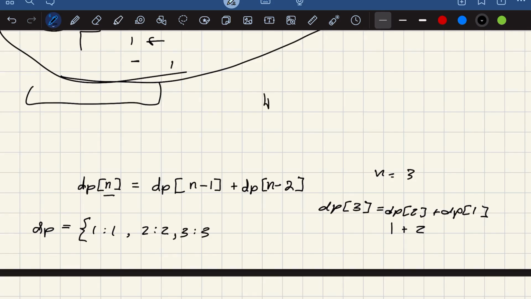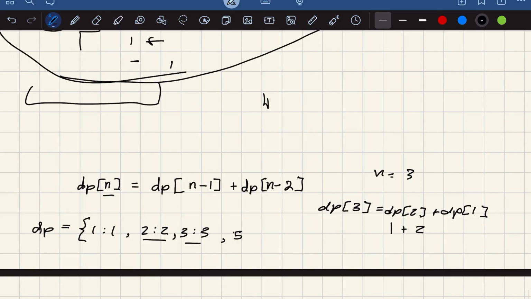How about 4? Well, that's just dp of 2 plus dp of 3, which is 5. Okay, how about 5? Well, that's just dp of 3 plus dp of 4, which is 8. So 5 is 8. So what is 6? 6 is just 5 plus 8, which is 13. See, notice that it's always the 2 items before it.